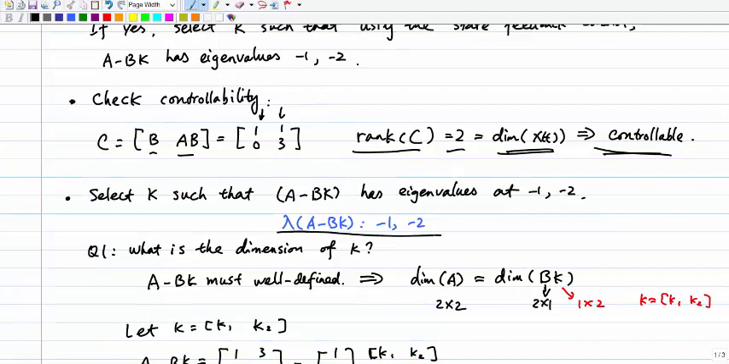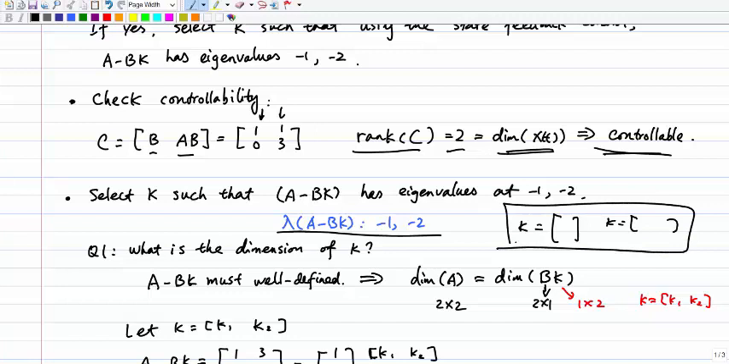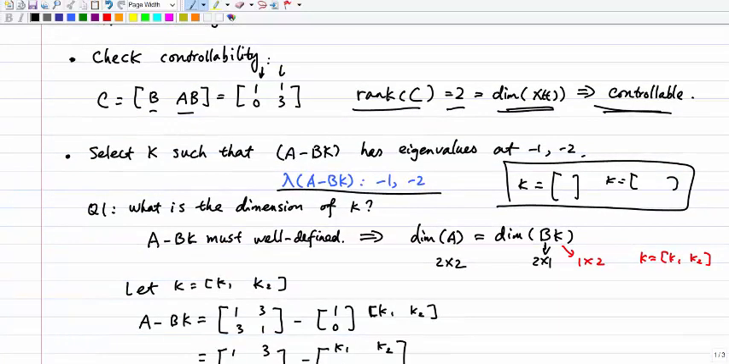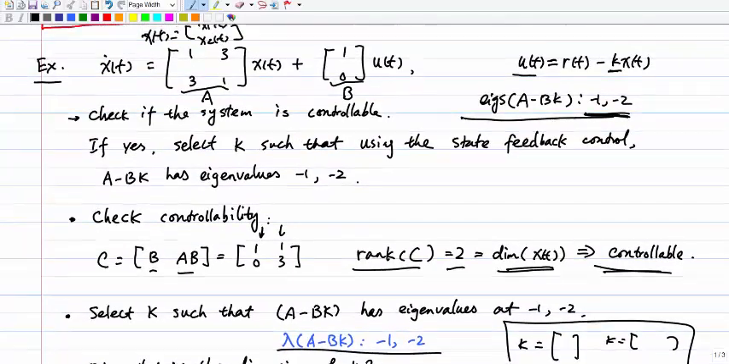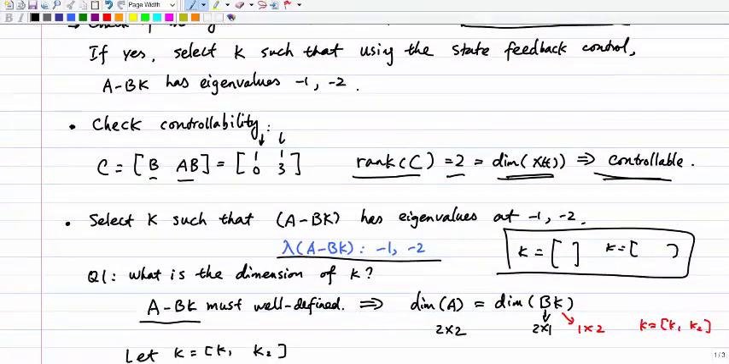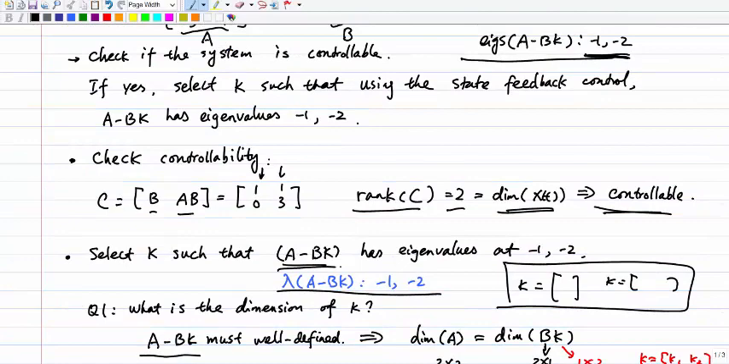Before talking about the value, we will first figure out the dimension of K. Do I have a column, or a row, or a matrix? That's important, right? So to verify this, for the dimension of K, it must be the case that A minus BK is well defined, right? Let's go back over here. Yeah, A minus BK must be well defined.